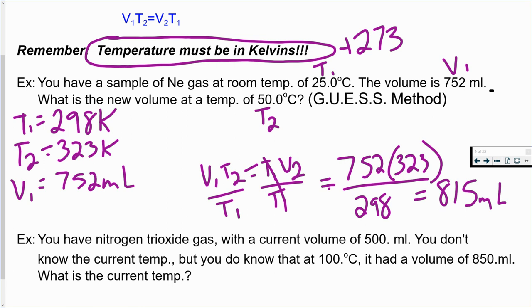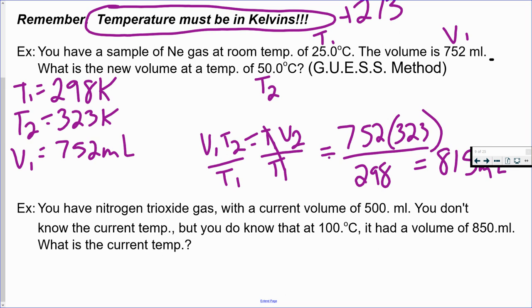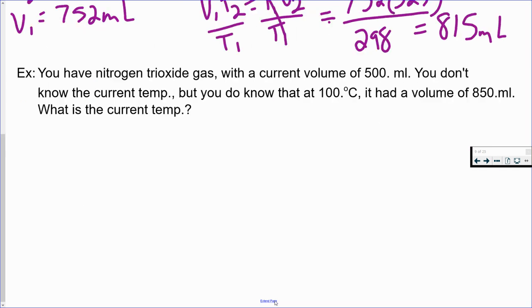I'm going to scroll down. I'm going to have you guys do this one on your notes on your own, and we'll go over the answer here shortly. 3, 2, and 1.